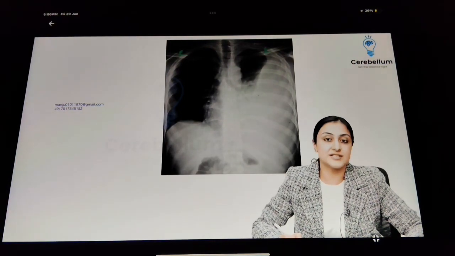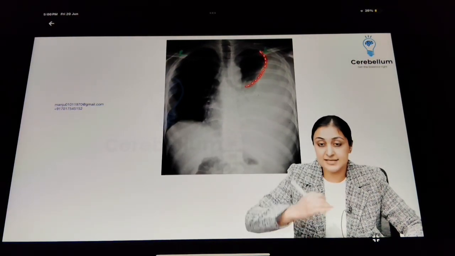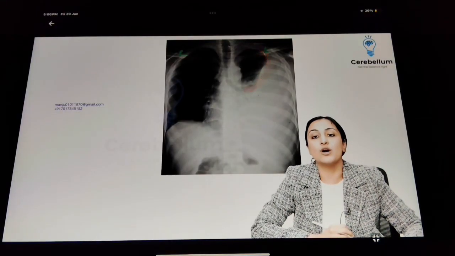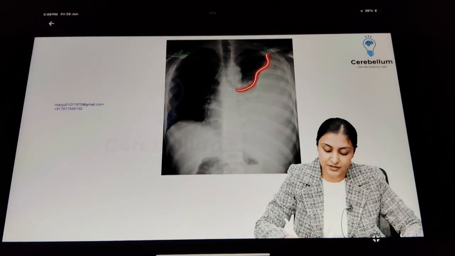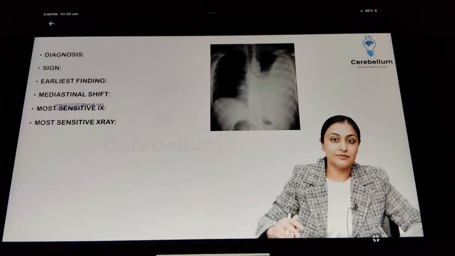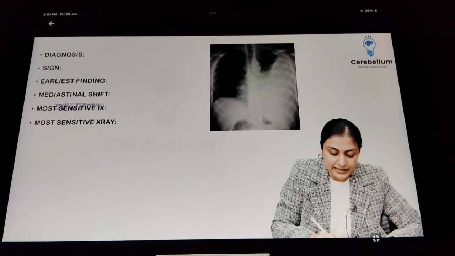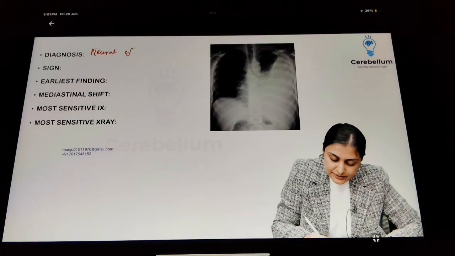So on the left side, you can see there's an opacity and you can see that it has this rising curve laterally. So this is what is called a meniscus sign or an Ellis S curve, right? Where the peak is lateral. Whenever you see something like this, the diagnosis is pleural effusion. Pleural effusion is fluid within the pleural space.